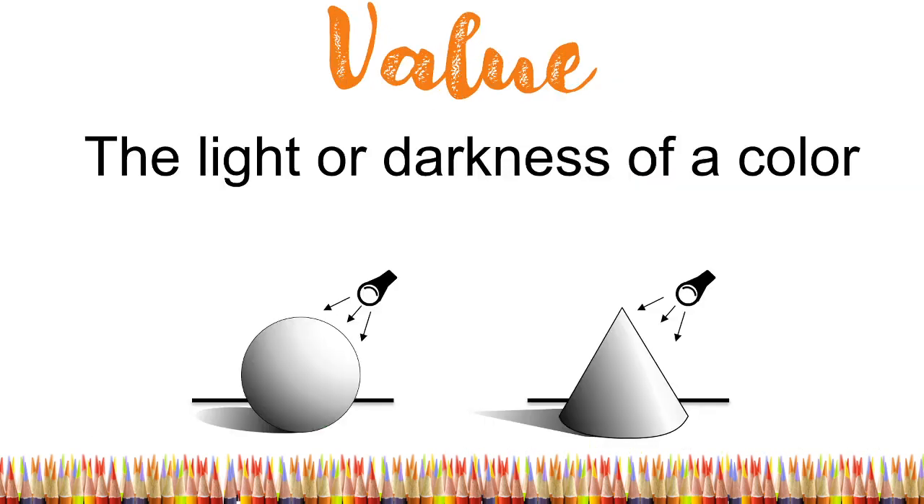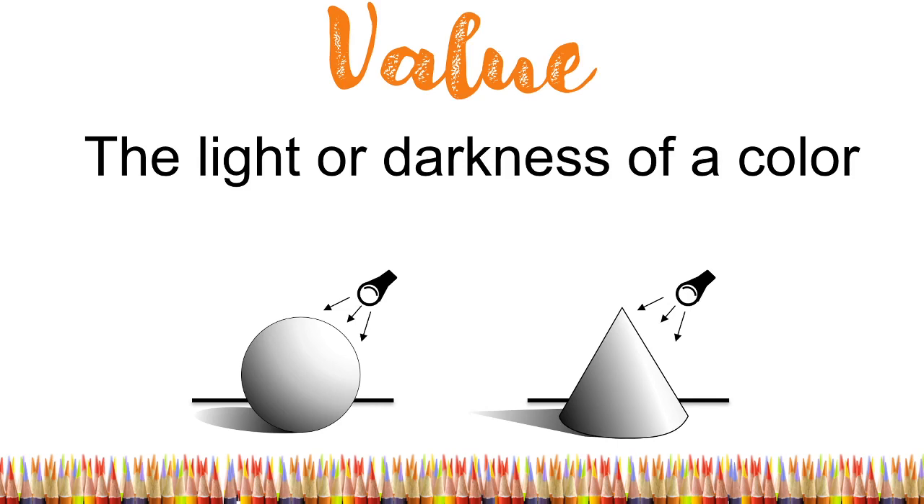And then value, the light or darkness of a color. Usually this is created by light striking the object or the artist imagining light striking the object. These are 2 forms, a triangular prism and a sphere, and they're not real objects, but we've pretended that there's a light hitting it from the upper right.